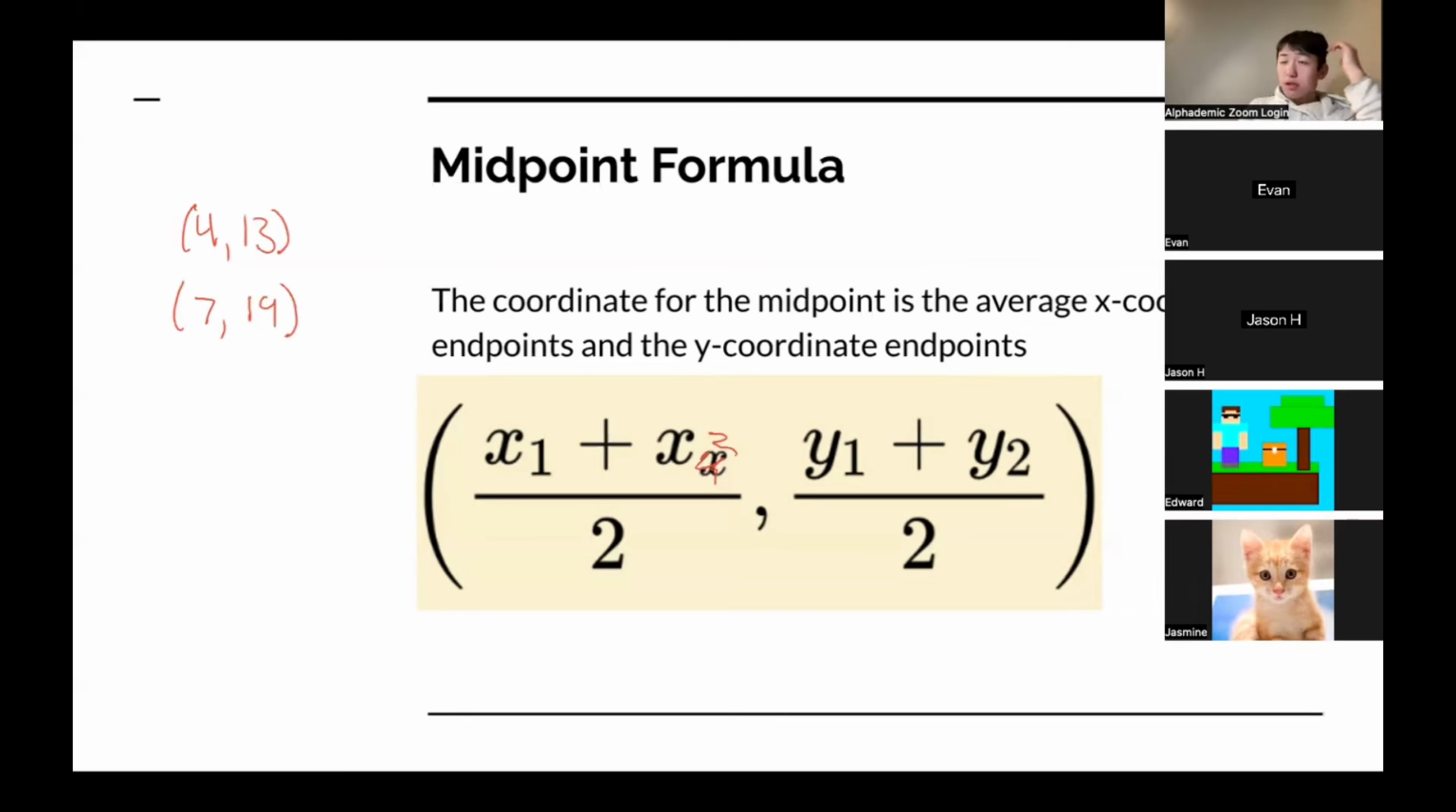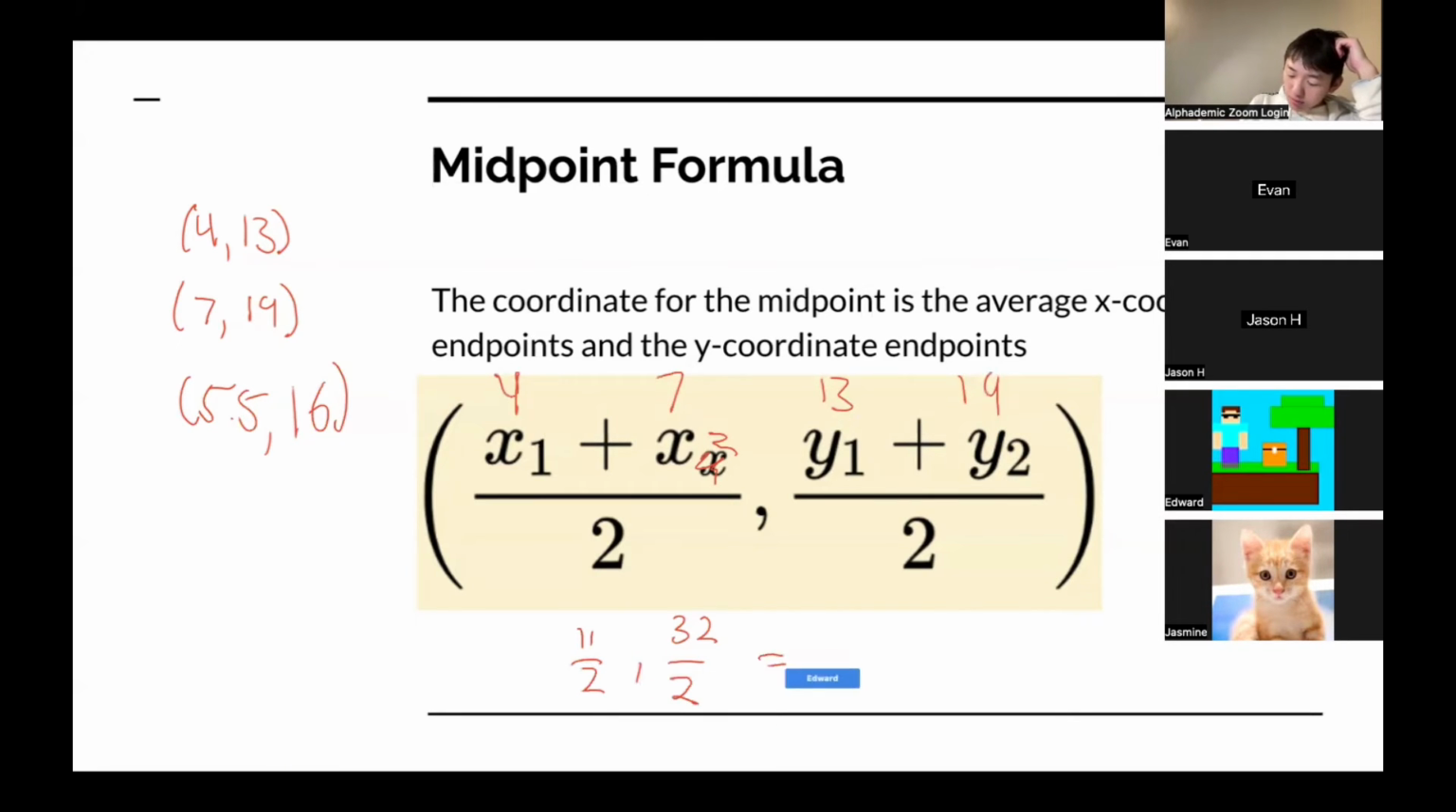All right, so the answer would be 5.5, comma 16. How would you get this? You'd plug in the values, so x1 would be 4, x2 would be 7, y1 would be 13, y2 would be 19. So you would get 11 over 2, comma 32 over 2, which would simplify down to 5.5, comma 16.